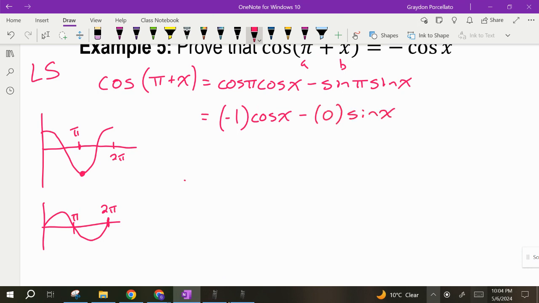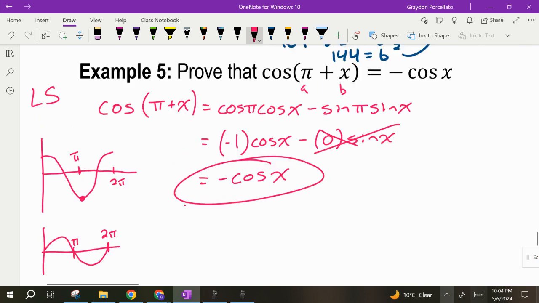Sine x. Negative 1 times cos x is negative cos x. Perfect. And 0 times that is 0. So we just proved that my left side equals my right side. Okay.